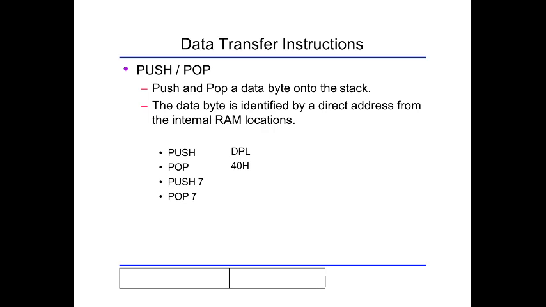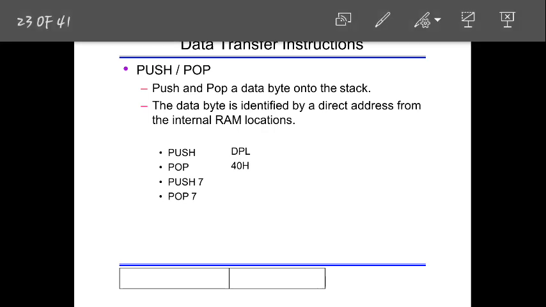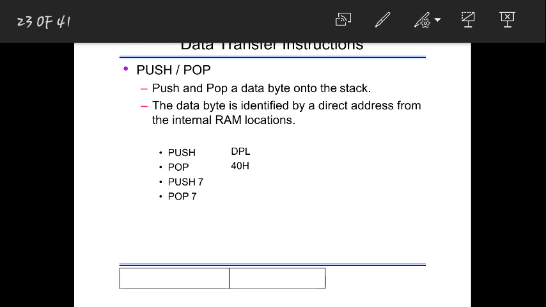Next you have data transfer functions, even push and pop instructions; we have seen these too. These are used to transfer data. Push is to store values onto the stack memory, whereas pop is to retrieve the values from the stack. From the stack it will remove the value and store it somewhere else, wherever we want. So push and pop a data byte onto the stack. The data byte is identified by the direct address from the internal RAM locations.